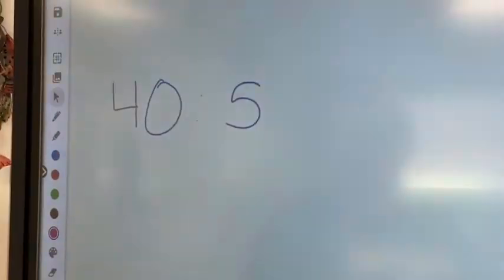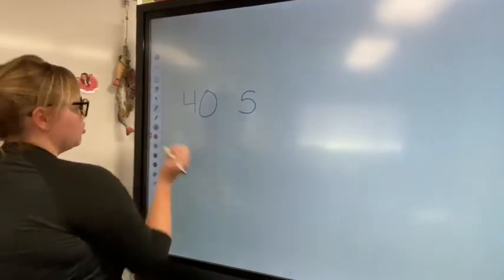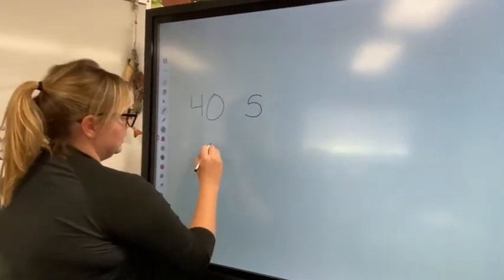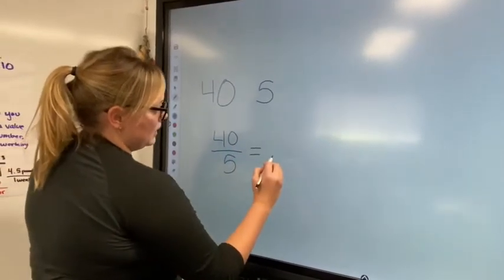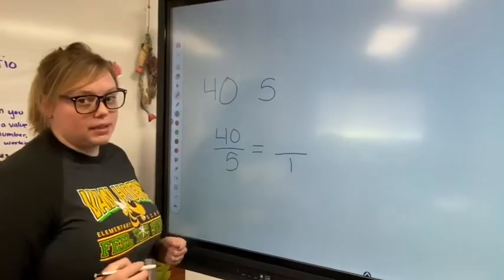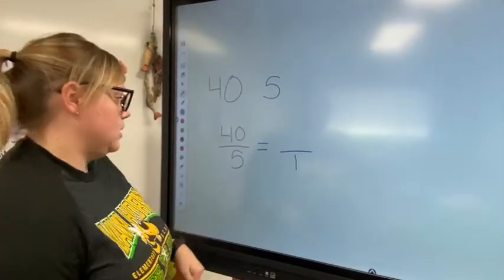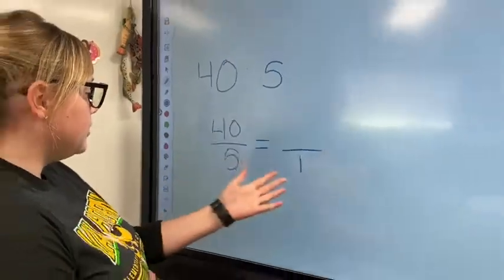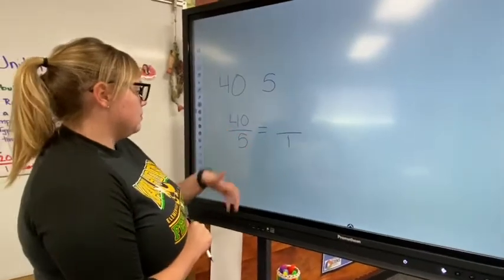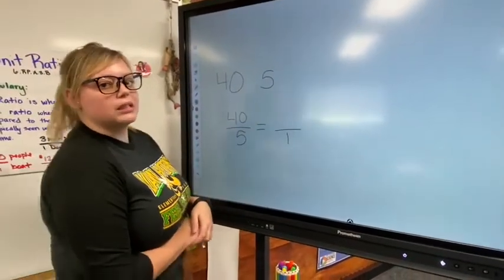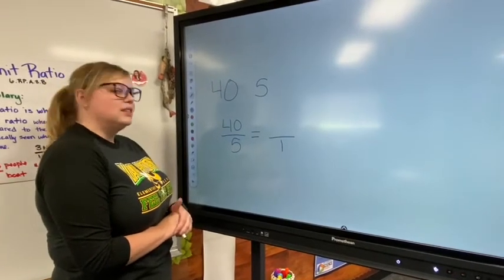So I'm going to sit here, I'm going to think, okay, I need to find a way to make 40 to 5 a unit ratio, to make it equal 1 on the bottom. Because remember, unit ratio is when you compare a value to 1. So, I know I have to get 1, and I have to figure out how many times this can become 1. What do you think I should do, Mrs. Cortez? Maybe if we divide the bottom and the top by something.